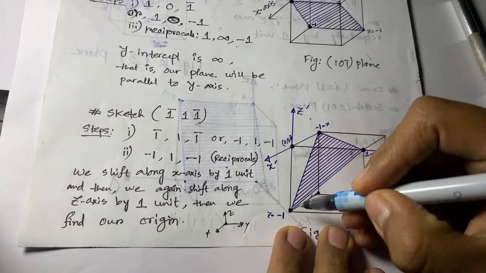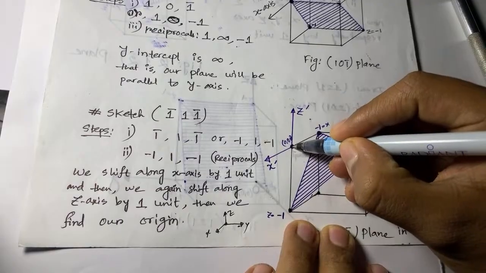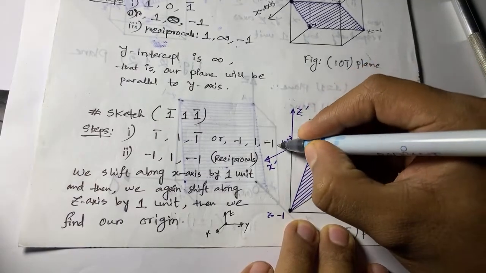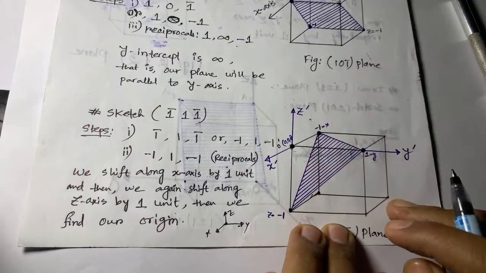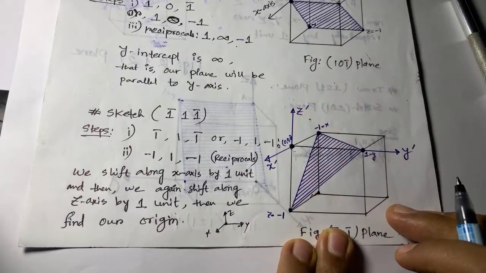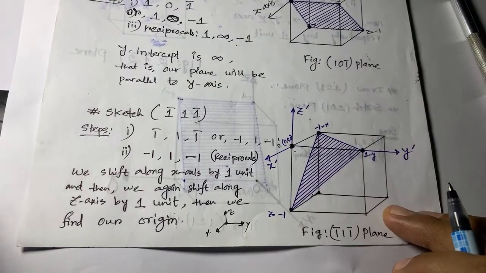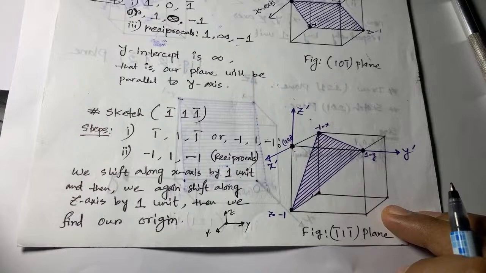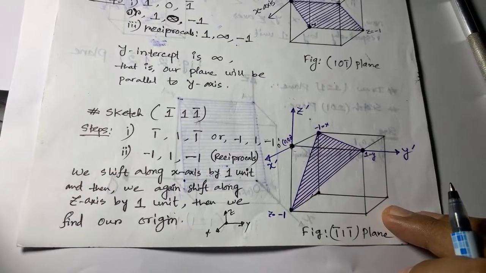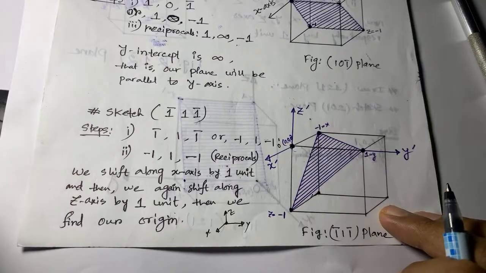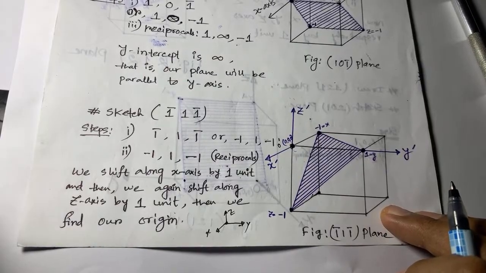So now our new origin is basically here. This is the origin for this unit cell. This is O prime. So how do we draw? We keep telling in our lectures 1 to 6, this is lecture number 7, these rules slowly so that you can understand easily.